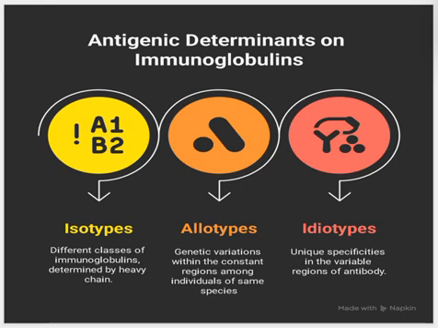Isotypes refer to the different classes of antibodies, each distinguished by the specific constant region of their heavy chains. Allotypes of antibodies are variations in the amino acid sequences of antibody molecules within the same species, primarily in the constant regions of their heavy and light chains. Idiotypes are unique antigenic determinants found on antibody molecules, specifically within their variable regions.